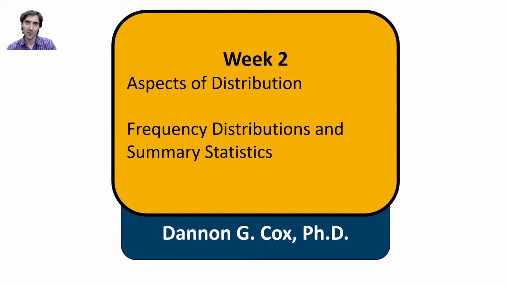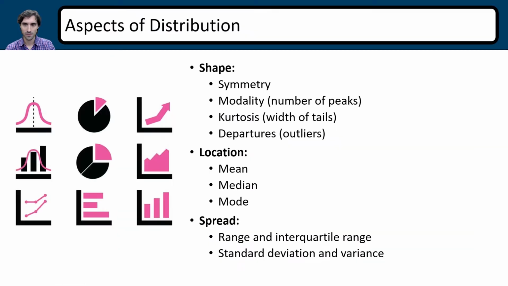Week 2. Let's get started. We're going to look at the aspects of a distribution. The word distribution is just basically looking at how your data is distributed. There are three main components to this, and each of those has some subcomponents: the shape, the location, and the spread. We'll go further into each of these.